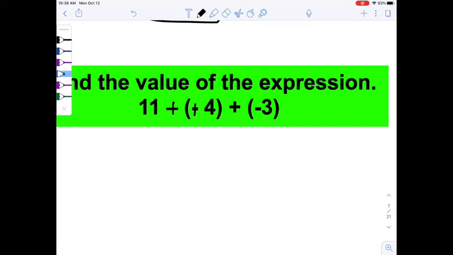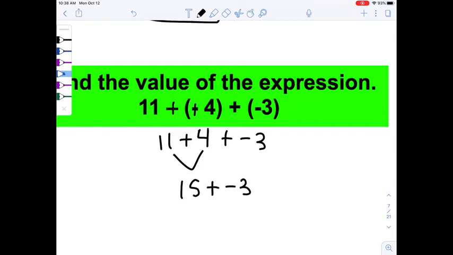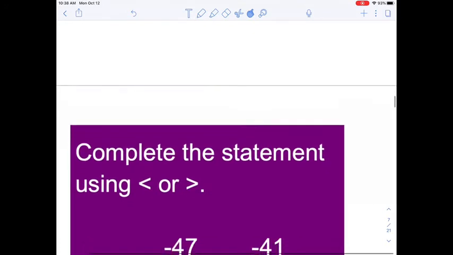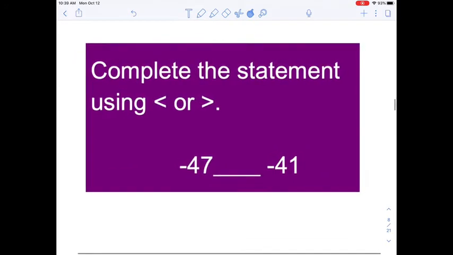Then we have to find the value of this expression. I have subtraction, so I'm going to add the opposite, left to right. Then I have 11 plus 4 plus negative 3. I'm going to add 11 plus 4, so I get 15 plus negative 3. They have different signs, so I subtract 15 minus 3, which is 12, and it's going to be positive 12 since 15 has a larger absolute value.